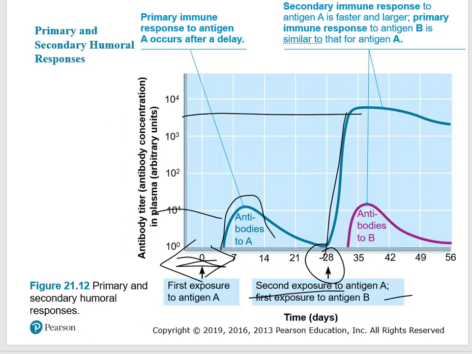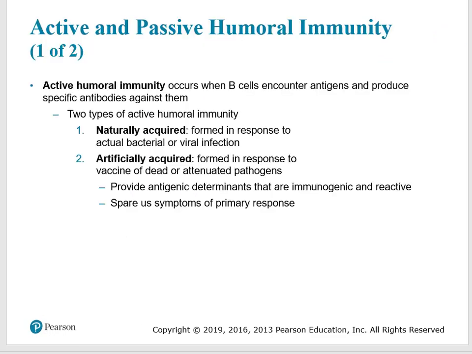Now, if you give a second antigen, okay, first exposure, second antigen B, the response for the second antigen B will mimic the first antigen, and the titer will be less because you still need the priming done for the second antigen as well.